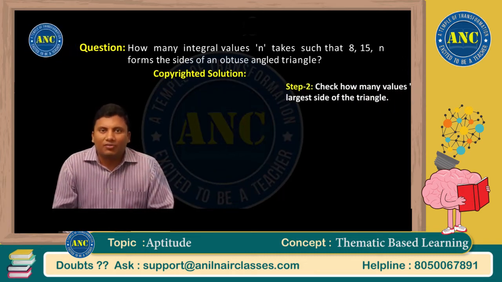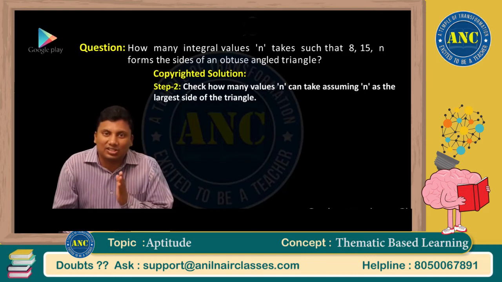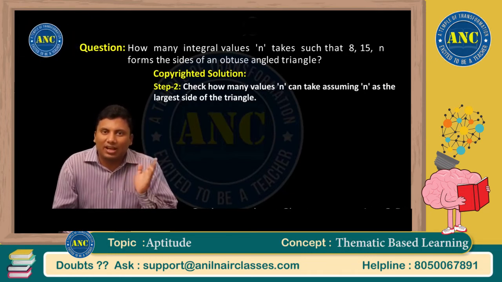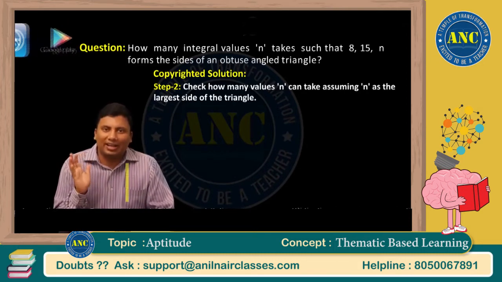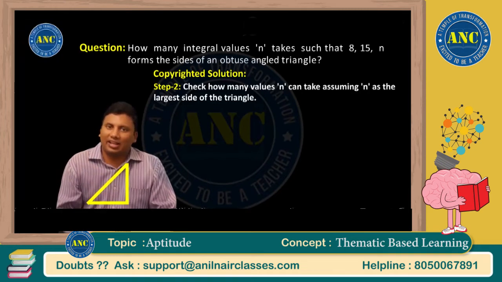Step number 2. We will consider N as the largest side. Step number 3. We will consider N as not the largest side. Step number 2. If N is the largest side, first assume the triangle to be a right angle triangle. Then make it greater than 90 degrees.